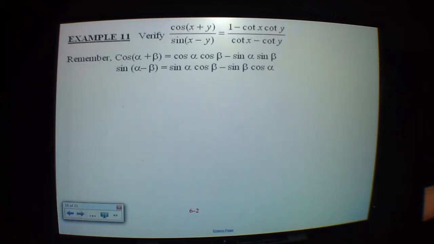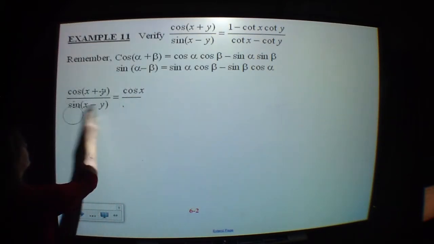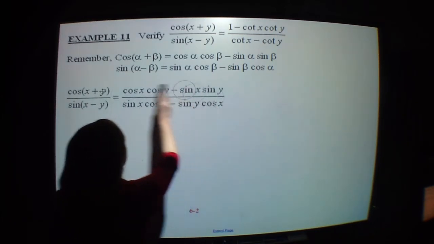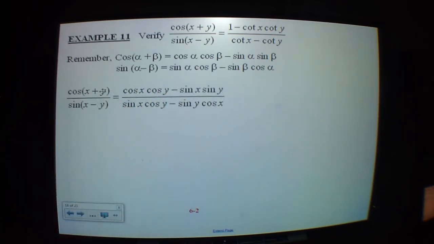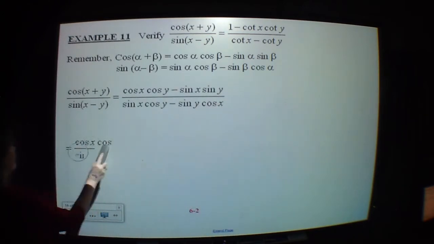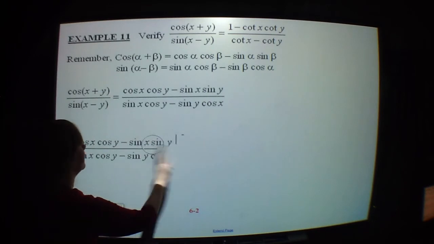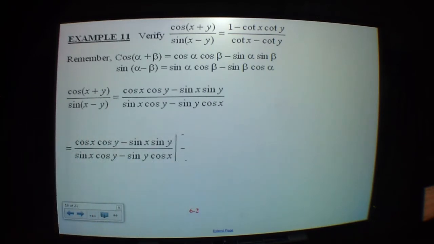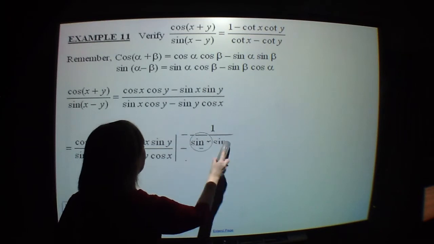Last one, verify. Again, substitution. So I'm going to do a substitution. And when I do these, I always look, okay, where am I going? We want a 1 minus cotangent. Remember, cotangent is cosine over sine. So just remember where you're going when you're doing that. So that's what I had there. And I said, remember where you're going.